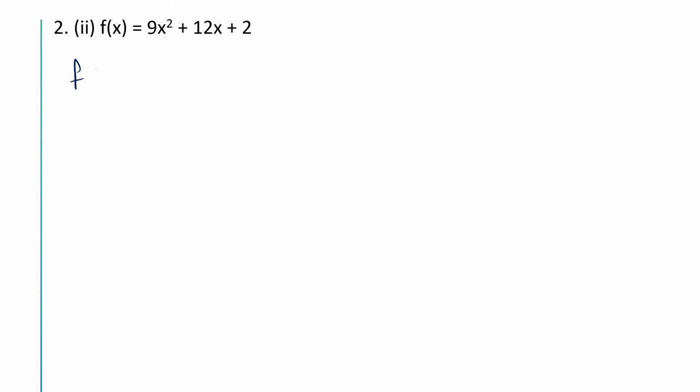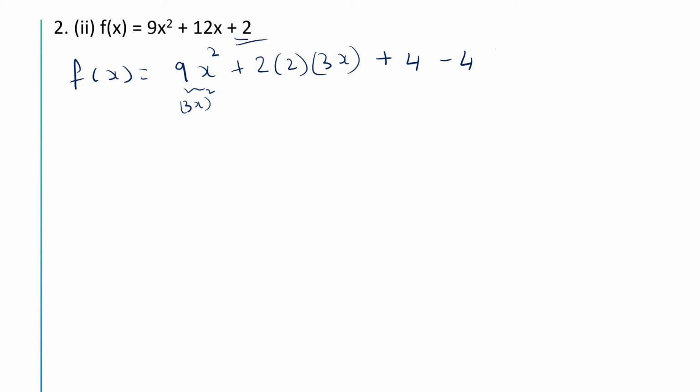So here we have f(x) is equal to 9x square plus 12x plus 2. Here 9x square is nothing but 3x the whole square, and 12x we can write it as 2 into 3x. So to complete the square, it will be (3x) square plus 12x. Here I am adding and subtracting 4: plus 4 minus 4, and this plus 2 I am writing again here.